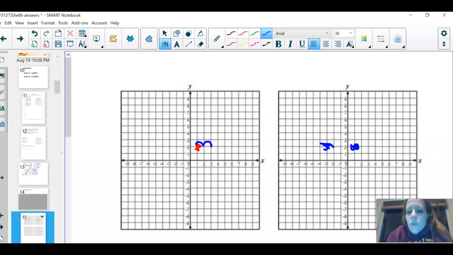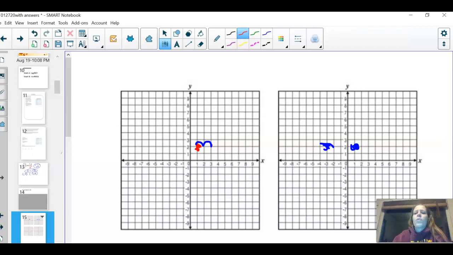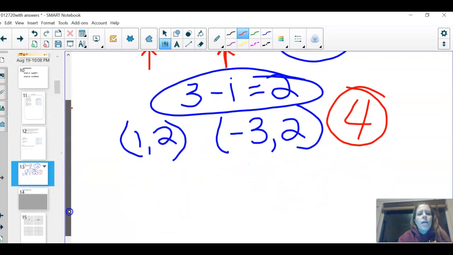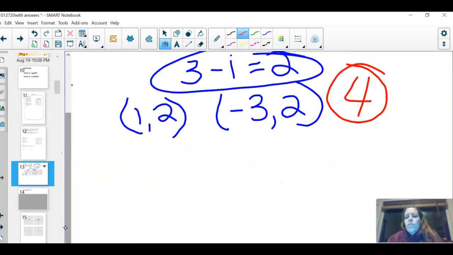Sorry. If I draw it, I can just count. 1, 2, 3, 4. 1, 2, 3, 4. So my answer for this one would be 4. Okay? But maybe I don't want to count them. I want to look for the algorithm or a way to find it without drawing and counting.